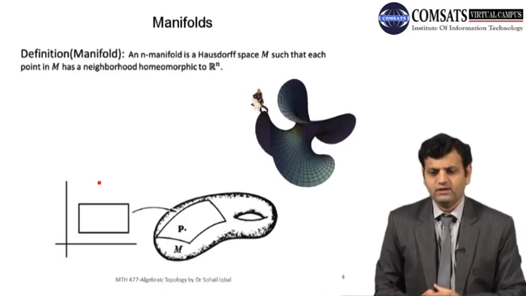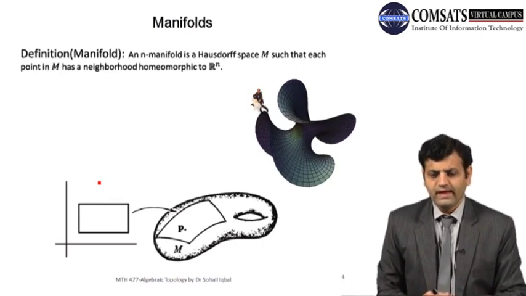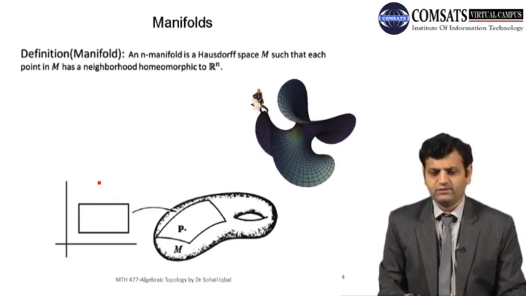So let's start with the definition of manifold. An n-manifold, here n stands for the dimension of the manifold, is a Hausdorff space. Of course, Hausdorff space means, as a topological space, it's a Hausdorff space such that each point in M has a neighborhood homeomorphic to Rn.